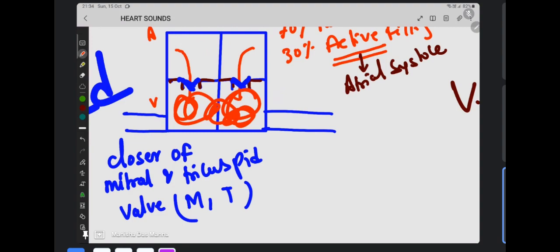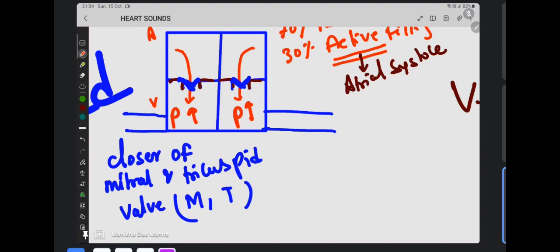The ventricle starts contracting. That means the ventricular systole has started. When the ventricular systole starts, the pressure inside the ventricle starts rising, and rising, and rising.